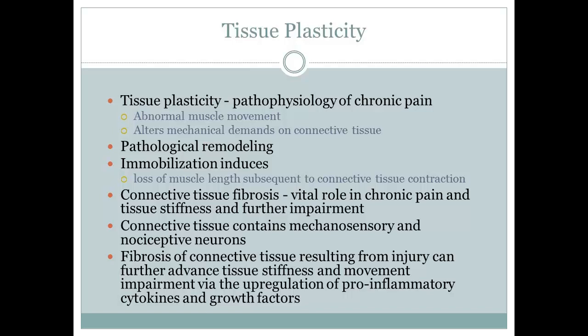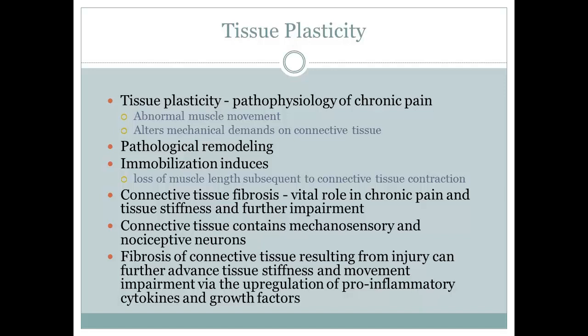Tissue plasticity, as we discussed earlier, is essentially a modulation or change in the structural integrity of the muscle, and that derives from aberrant muscle movement, which alters the mechanical demands on connective tissue. So essentially, the pathological remodeling of the somatic structure, the skeletal muscle. Immobilization, as we discussed, induces the loss of muscle length, subsequent to connective tissue contracture, and also the loss of muscle density.